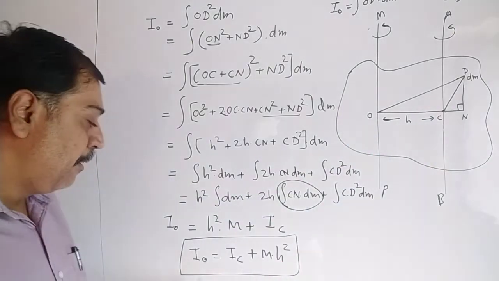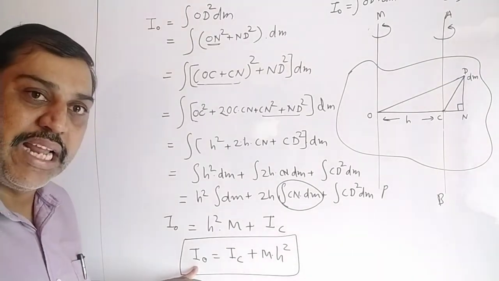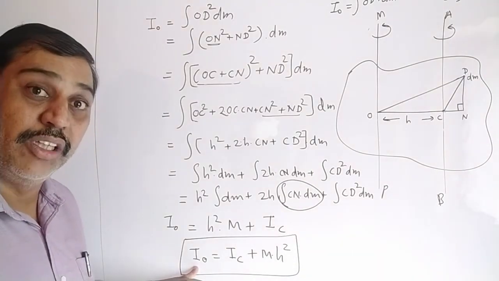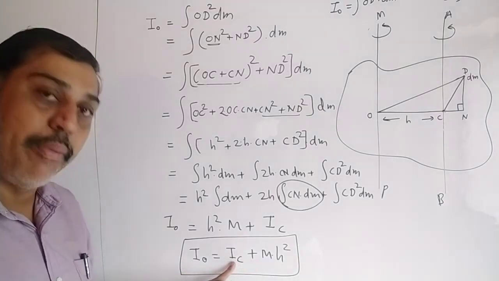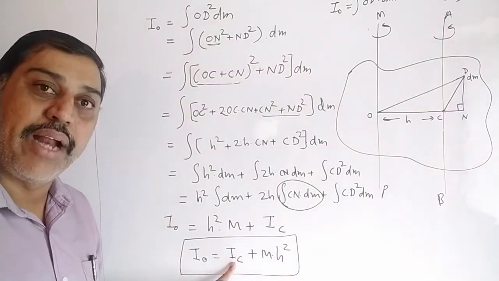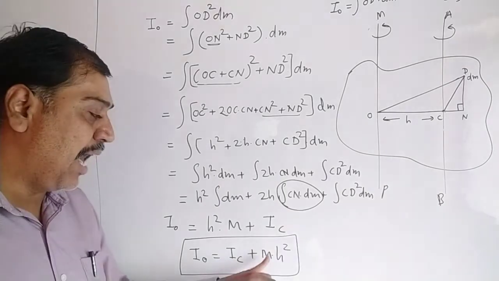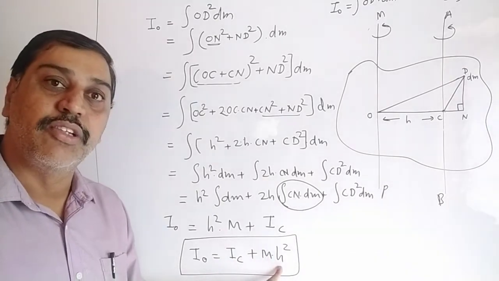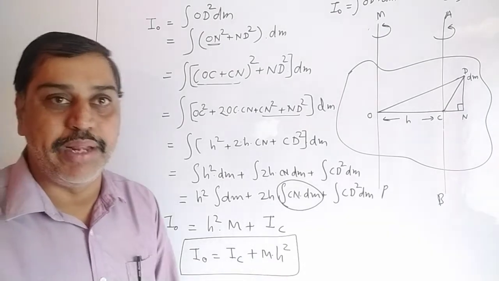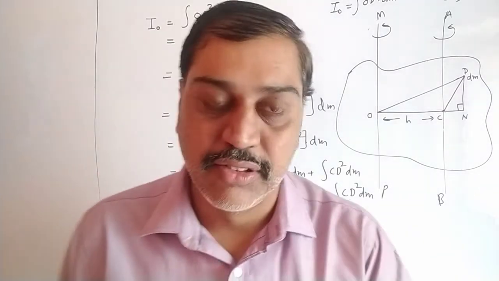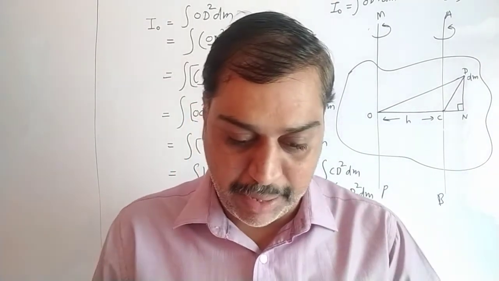So we can say the moment of inertia of a body about any axis passing from the body other than the center of mass is equal to the sum of the moment of inertia of the same body about an axis passing from the center of mass and the product of mass into the square of the distance between the two axes of rotation. So this is said to be the theorem of parallel axis. In this fashion we have derived this theorem of parallel axis.